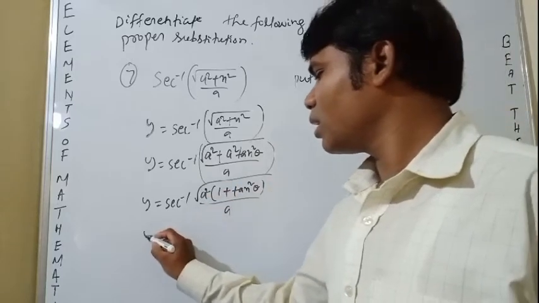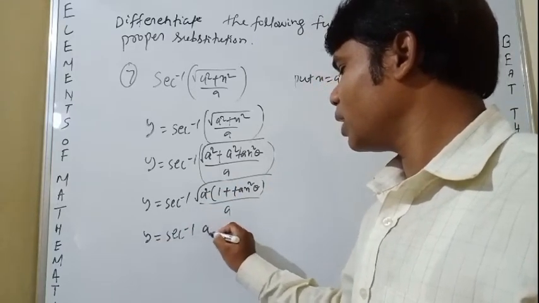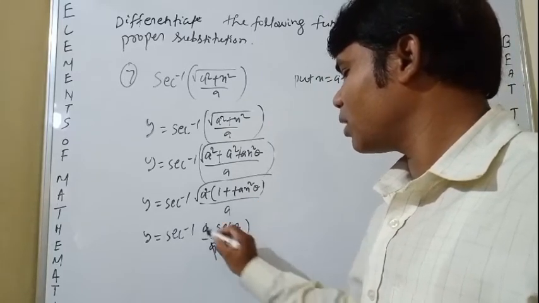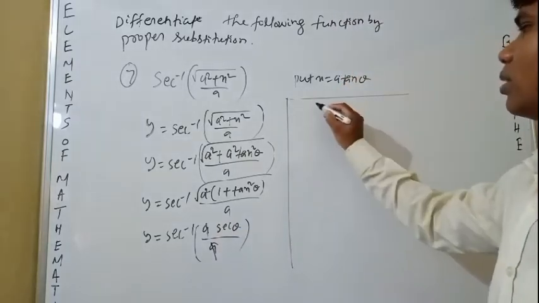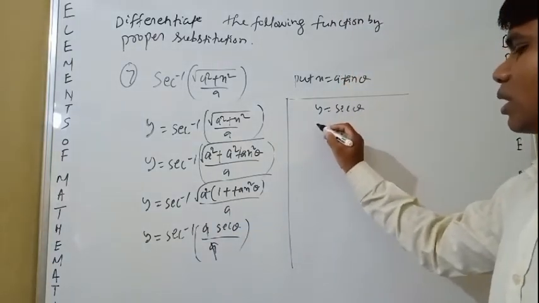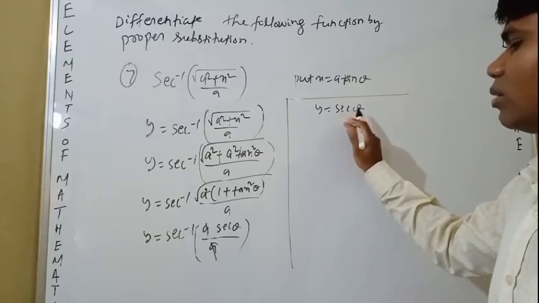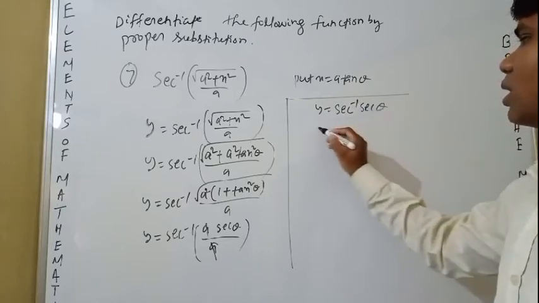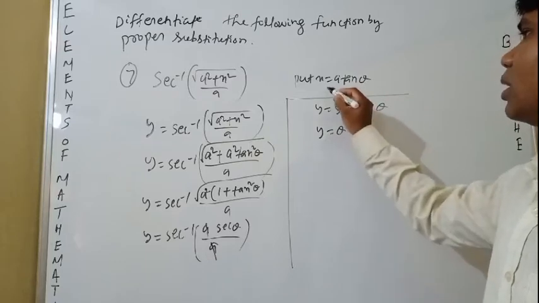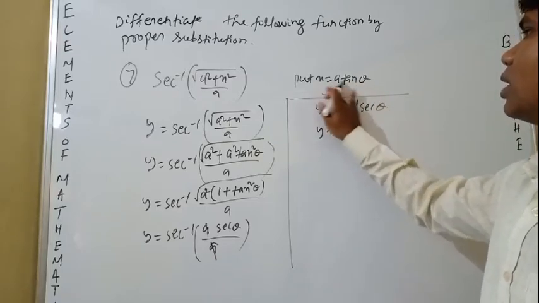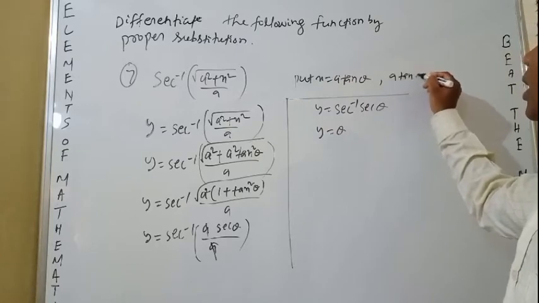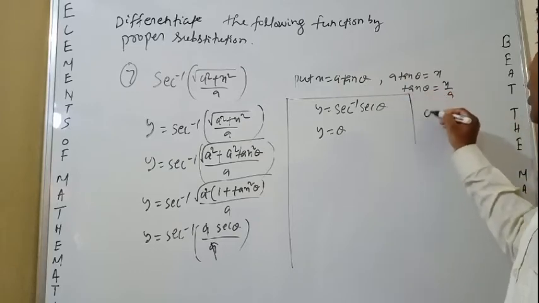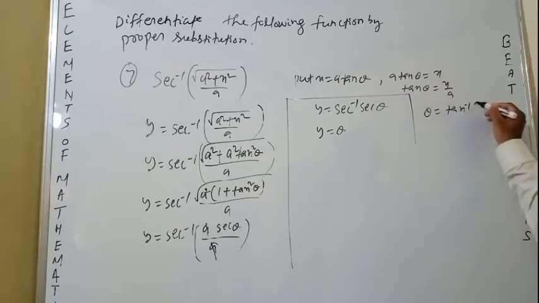Here the root is given. Y is equal to sec inverse of a times root of 1 plus tan square theta, that is sec theta, by a. The a will cancel out. Y is equal to sec theta, so y is equal to sec inverse sec theta. Therefore y is equal to theta. Theta is equal to how much here? You see, a tan theta is equal to x, tan theta is equal to x by a, so theta is equal to tan inverse x by a.